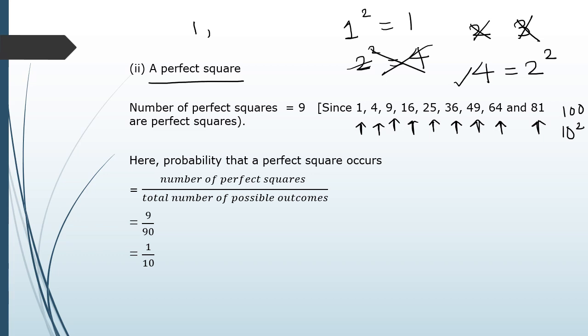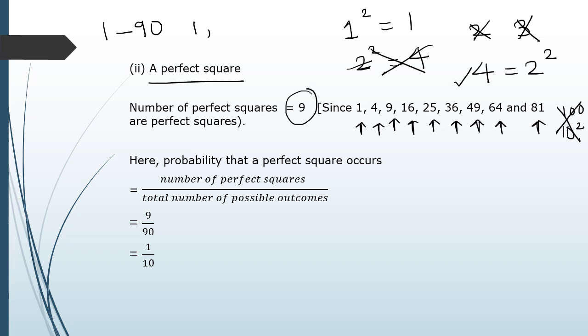But in our sample space, we have numbers from 1 to 90 only. 100 does not come in this range, so we don't take this one. We want only those numbers which are squares of other numbers. Until 81 only, we have that last number. After that, it is out of our range, out of our sample space. So if we count these perfect squares, we have a total of 9 perfect squares.